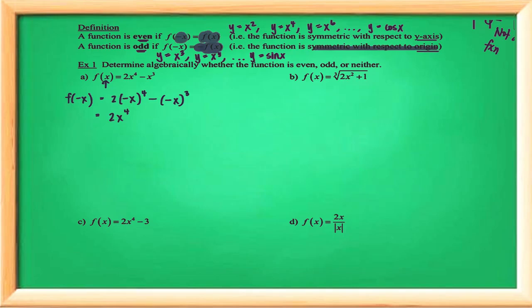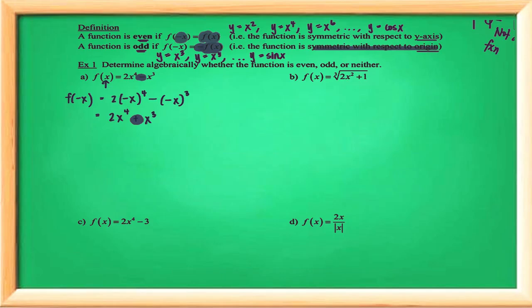Since that exponent is even, this is going to be positive 2x to the fourth, and then negative x raised to the third power. The negative is going to remain, but I have another negative sitting there, so this is plus x cubed. What I can tell right off the bat is that this is not the same as the original. The original had minus x cubed. This has plus x cubed, so I can tell for sure it's not even. It's not the same as the original f of x.